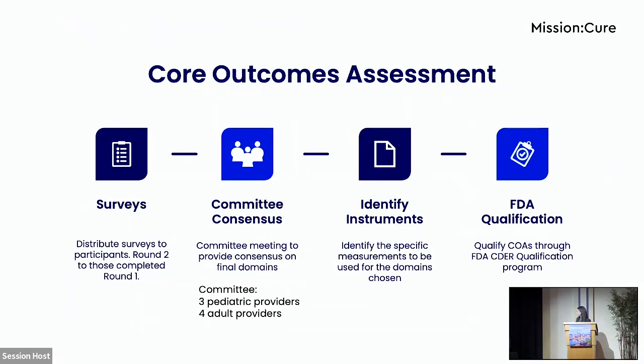So this is the overall process that we used, the steps in the overall process. The first step is to distribute the surveys and to have the committee come to a consensus on the final domains. The committee was formed prior to administration of the survey, and it included 3 pediatric providers, 4 adult providers, and Tanya Palermo and myself. Once there's consensus on the final domains, then we will specify the measurements to be used for the domains. And then the last, but longer, step is the FDA qualification.